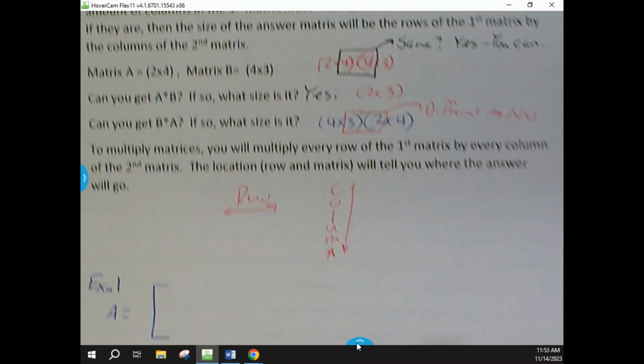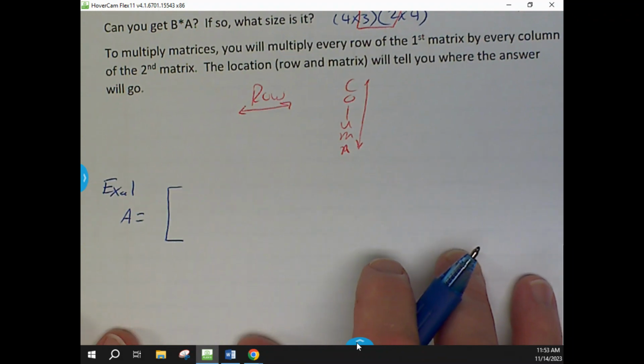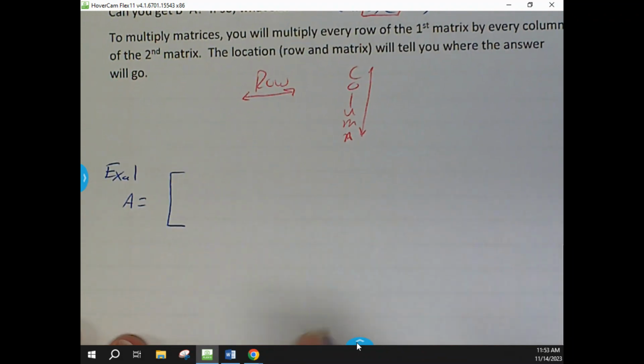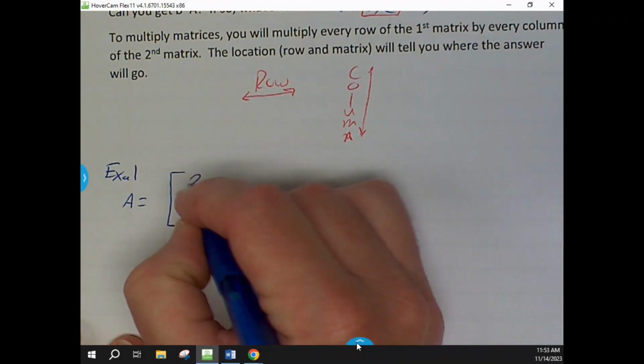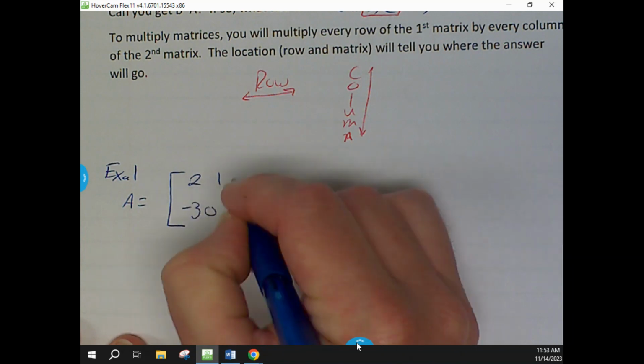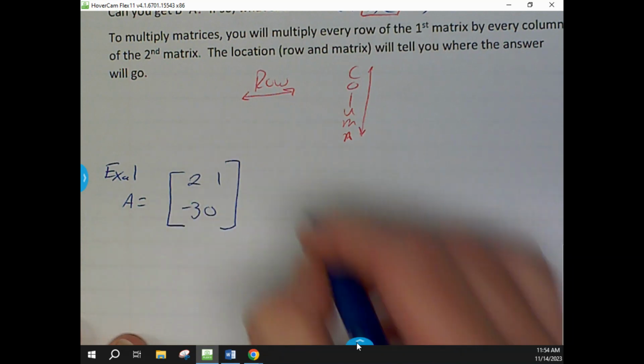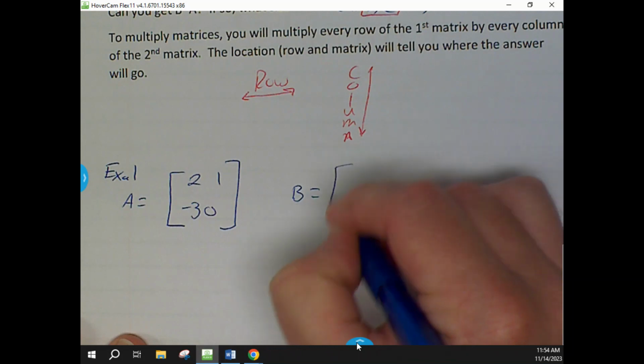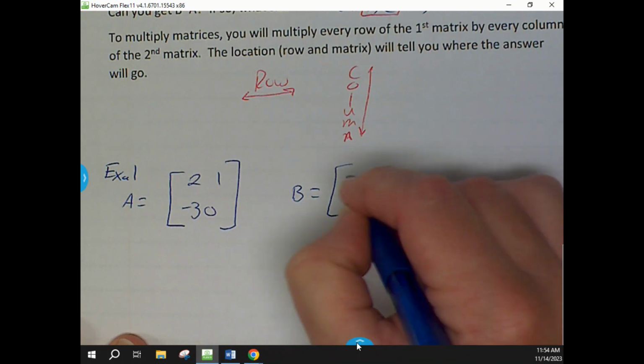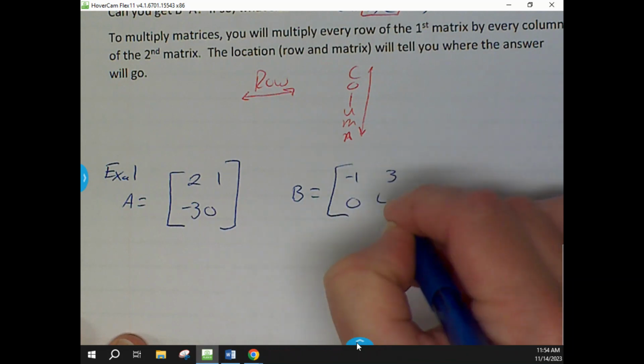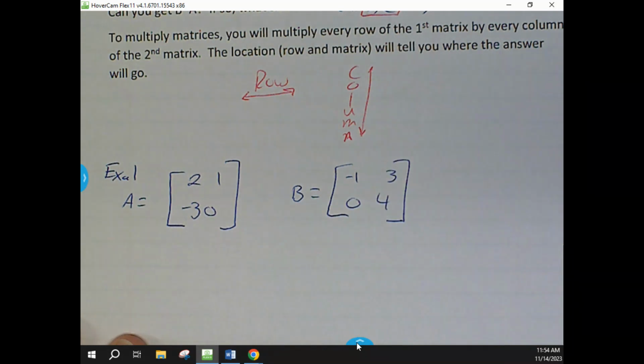Okay, so for the first example, to multiply together, let's go with matrix A, which is 2, 1, -3, 0. And matrix B is going to be negative 1, 3, and then 0, 4.